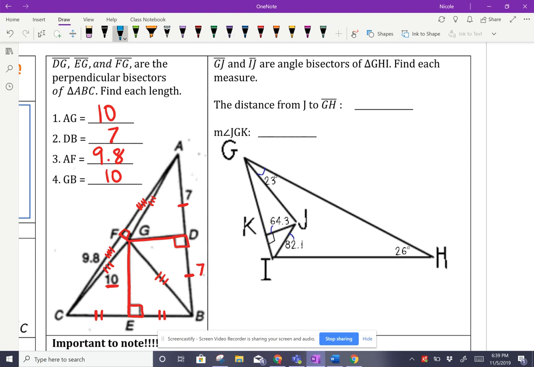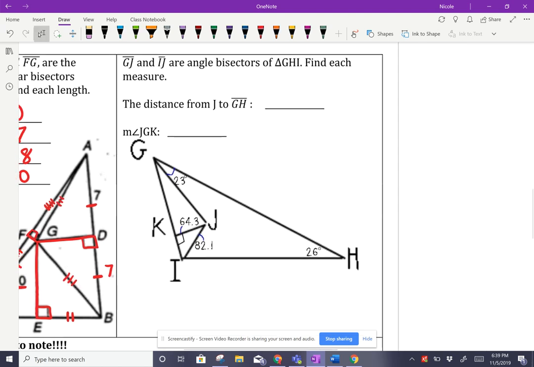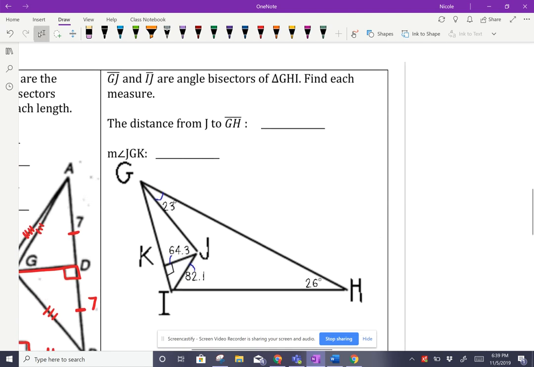Then we can take a look at our angle bisectors over here. So make sure you're reading your question. Am I dealing with angle bisectors? Am I dealing with perpendicular bisectors? Or am I dealing with something else, like the things we will go over next week in 5.2? So GJ is an angle bisector. So here we go, angle bisector.